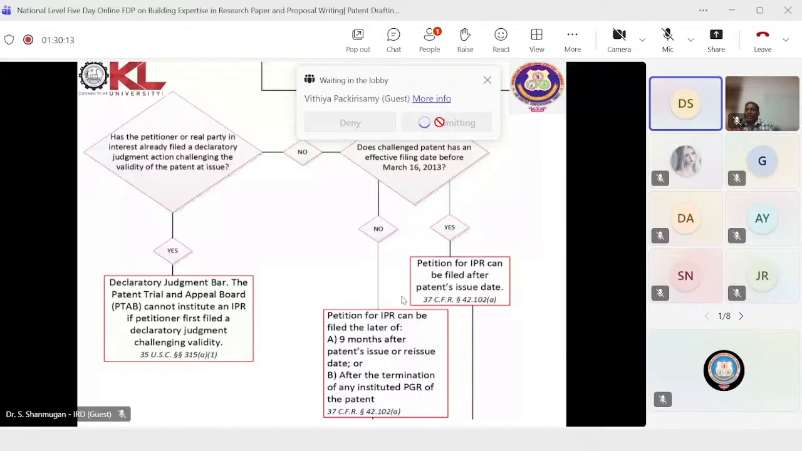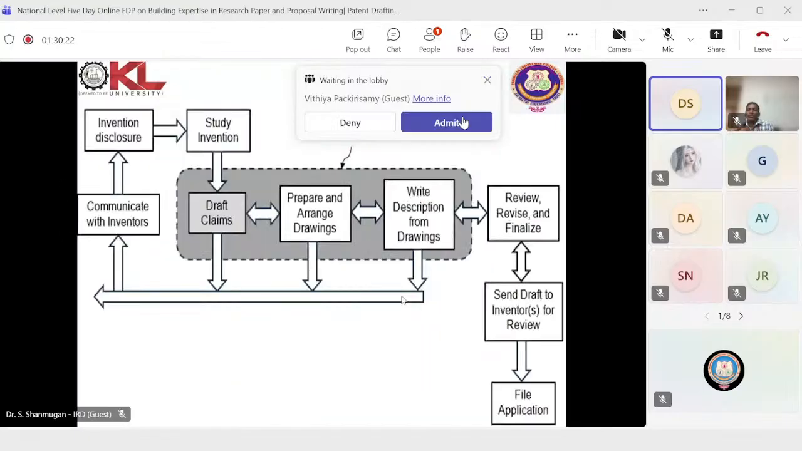That's a loop. Based on the flow chart, you can see how to expose an invention, how to write it stably, and after that how to finally file the application. So these are the basic guidelines for any patent, national or international, that you can apply. That's the patent guidelines.